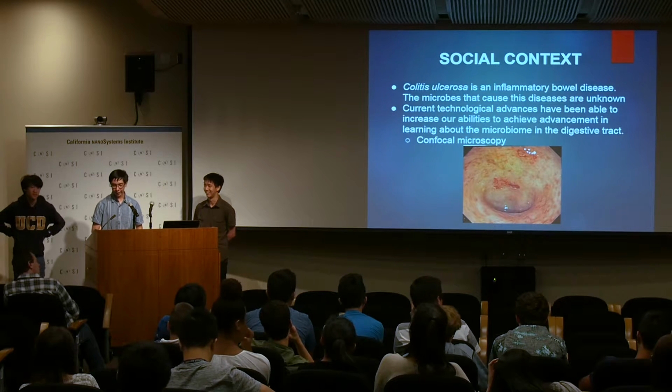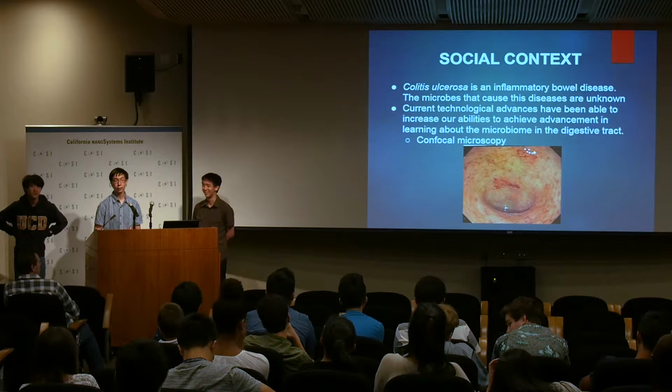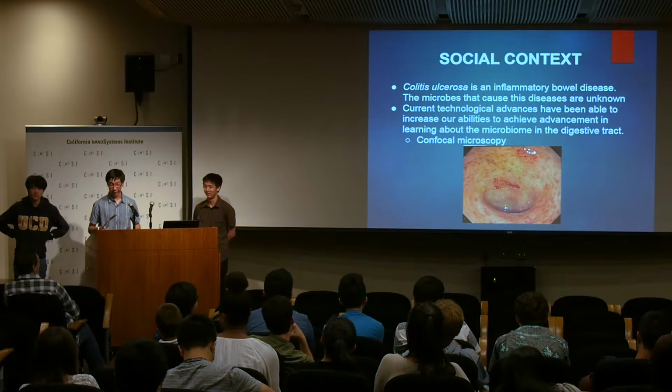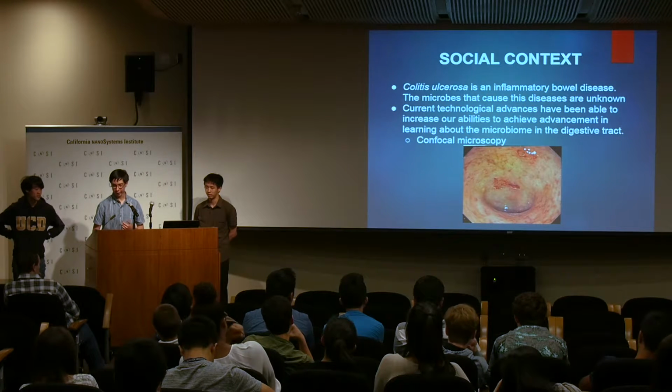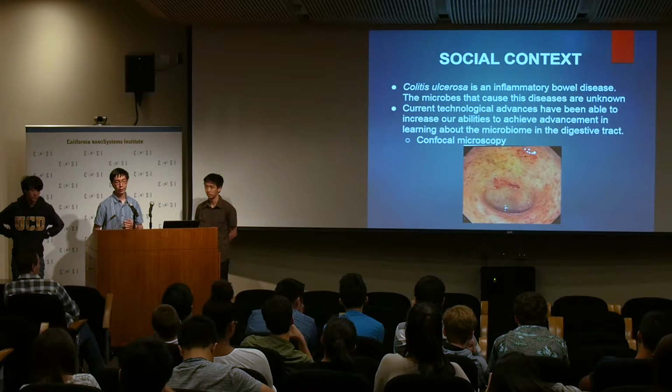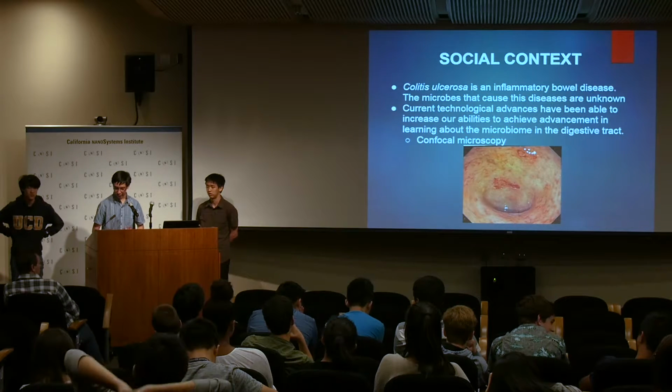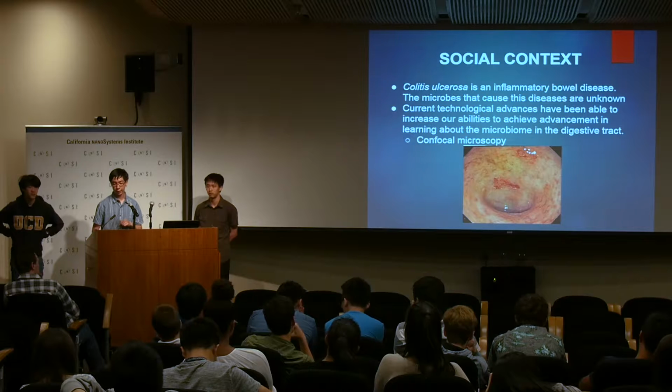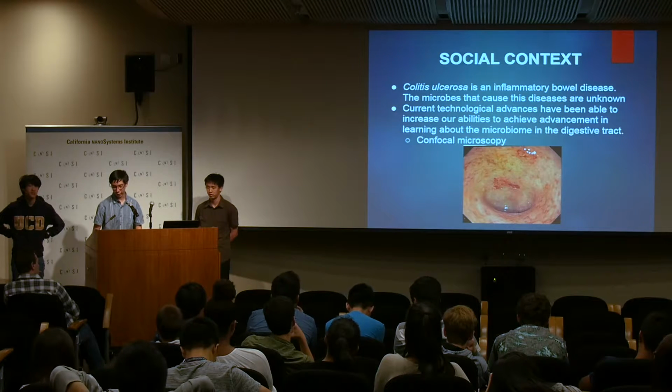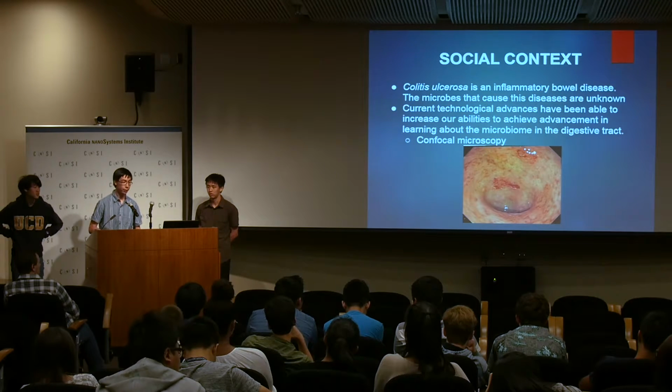Okay, so first a little bit of background about ulcerative colitis. It is a type of inflammatory bowel disease. It affects the inner lining of the colon and the rectum, so it's mostly the large intestine. It is characterized by ulcers in the lining, as well as diarrhea, bloody stool, and cramps.